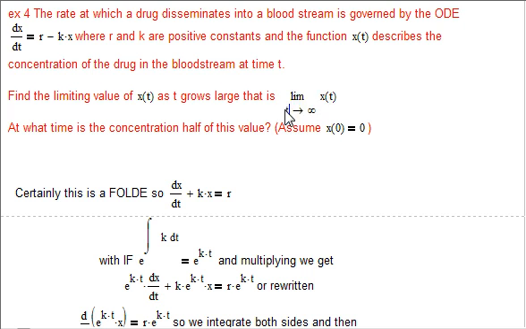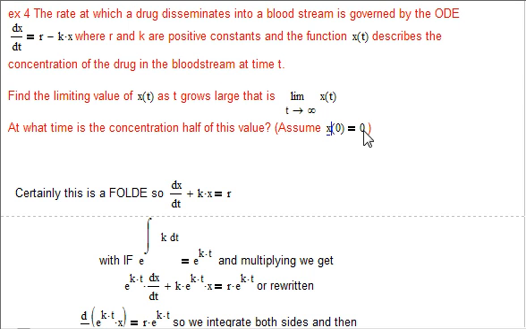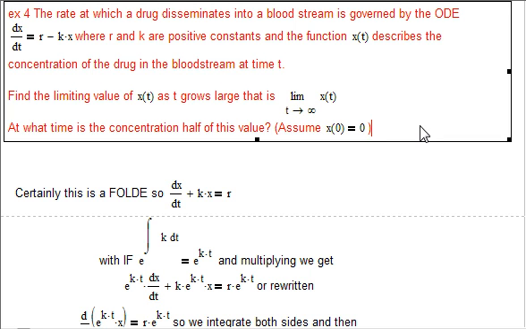So, find the limiting value of x of t as t grows large. That is, find what x of t would be as t goes to infinity, and at what time is the concentration half of that value. We make the assumption that at time 0 there's nothing in the bloodstream.